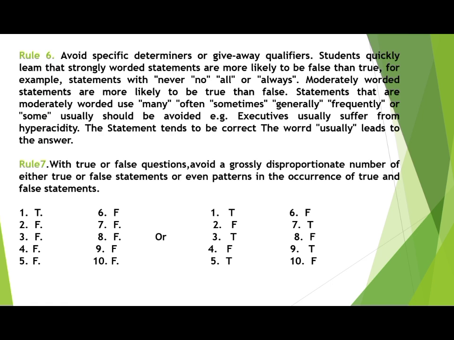Avoid specific determiners or giveaway qualifiers. Students quickly learn that strongly worded statements are more likely to be false than true, for example, statements with never, no, all, or always. Moderately worded statements are more likely to be true than false. Yes. Statements that are moderately worded use many, often, sometimes, generally, frequently, or some. Usually should be avoided. The statement tends to be correct. The word usually leads to the answer.